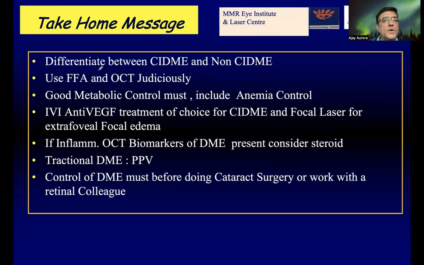So the take-home message, friends, is to differentiate between center-involving diabetic macular edema and non-center-involving diabetic macular edema. Use FFA and OCT judiciously. It will definitely help you in treatment. A good metabolic control is a must. You must include anemia control. Anti-VEGF injection is the treatment of choice for center-involving diabetic macular edema, and focal laser for extrafoveal edema. If inflammatory OCT biomarkers are present, then you must consider steroid treatment. In case there is a traction with diabetic macular edema, then a pars plana vitrectomy should be done.